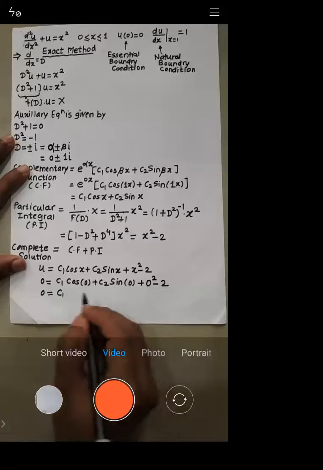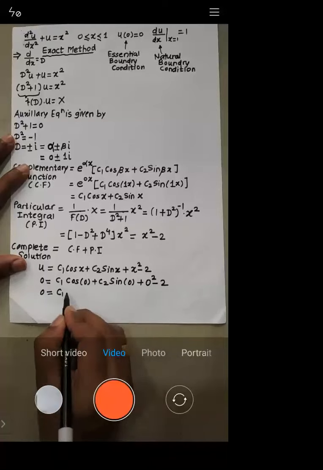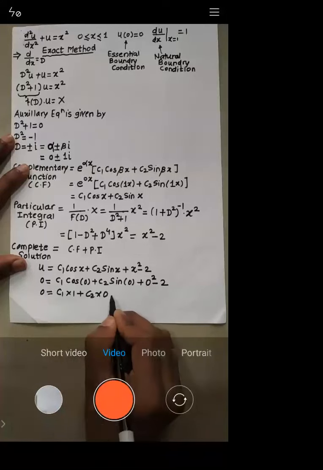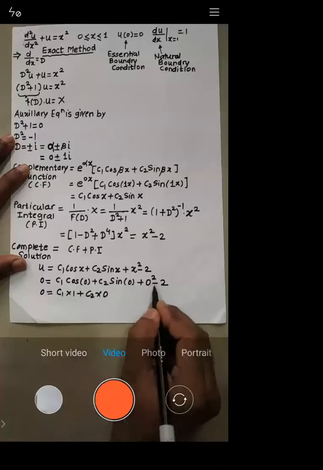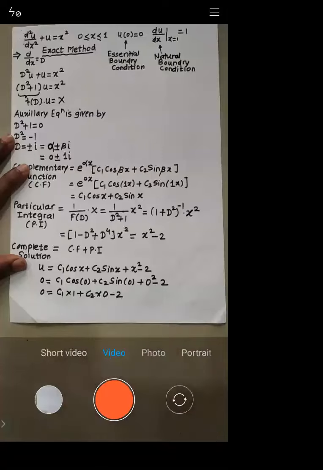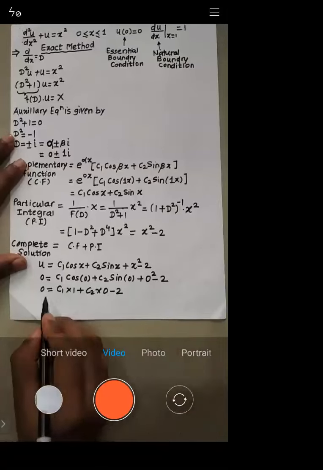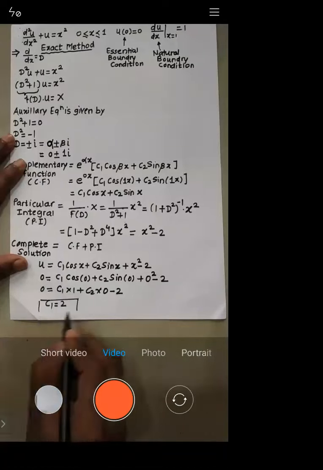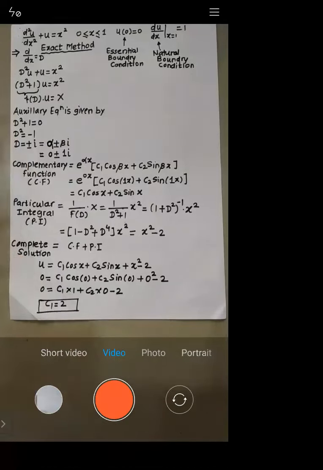Okay, I say if you want, I will write down. This is C1. See, sine 0 is 0. Cos 0 is 1. Okay, so C2 into sine 0 is 0. See, this is 0, right? Minus 2. Okay, so what value of C1 are you getting? It's 2. Is it okay or not? Let me know. Okay, so this is the value of C1 which we have calculated.